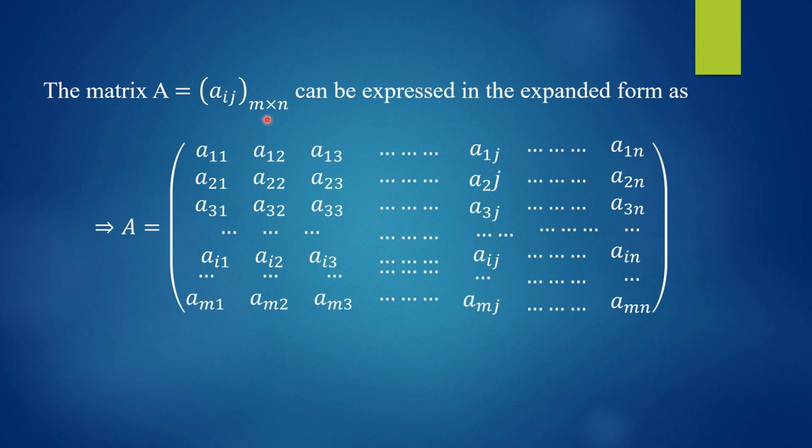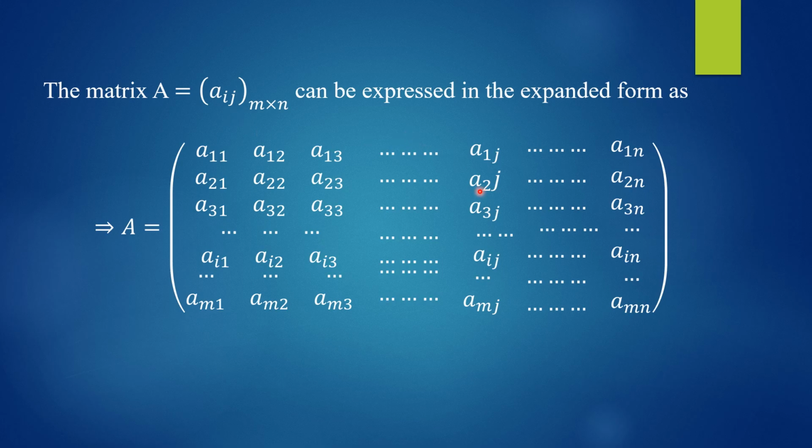And here the first letter written in the suffix of Aij is the number of the row and the second letter is the number of the column. As well, in the element part of the matrix, Aij is called an element of a matrix, and here also this i, the first letter of the suffix of A, represents the row number, and the second letter j represents the column number in which the element is situated.